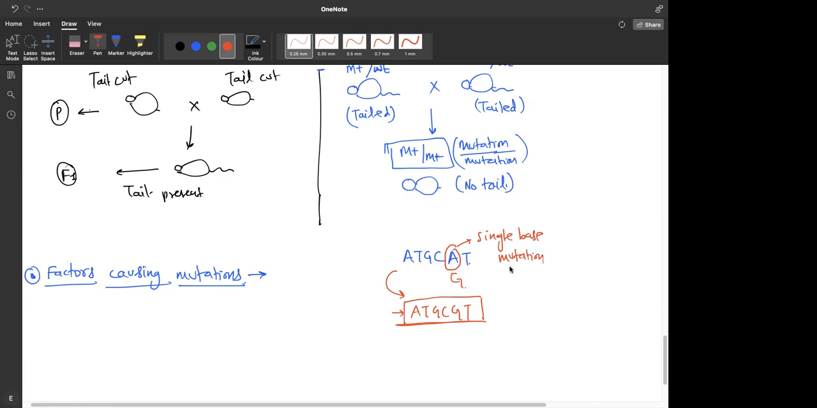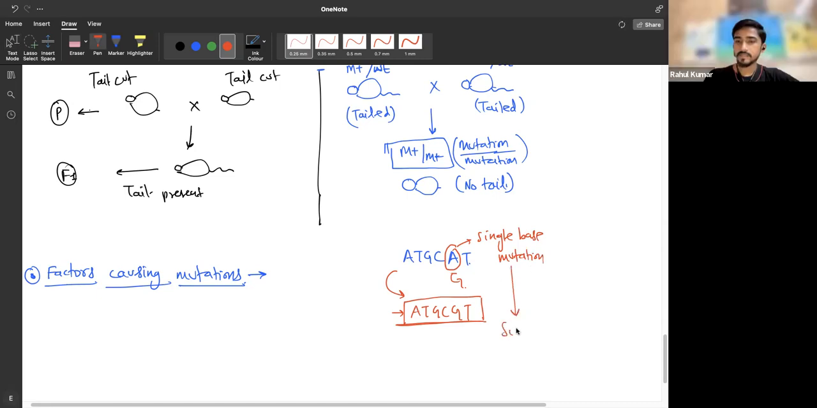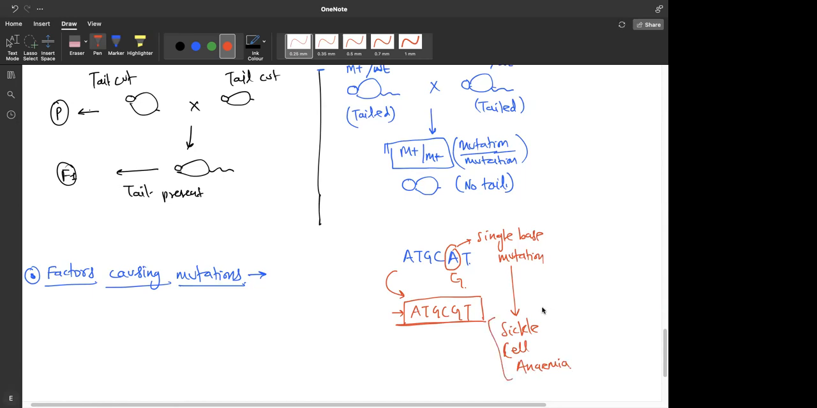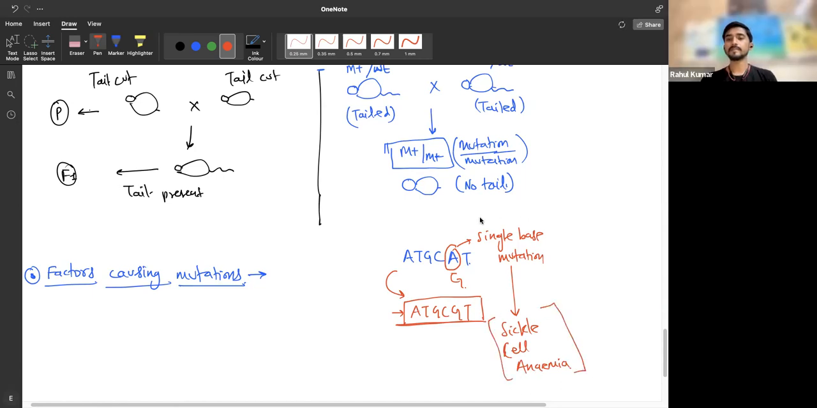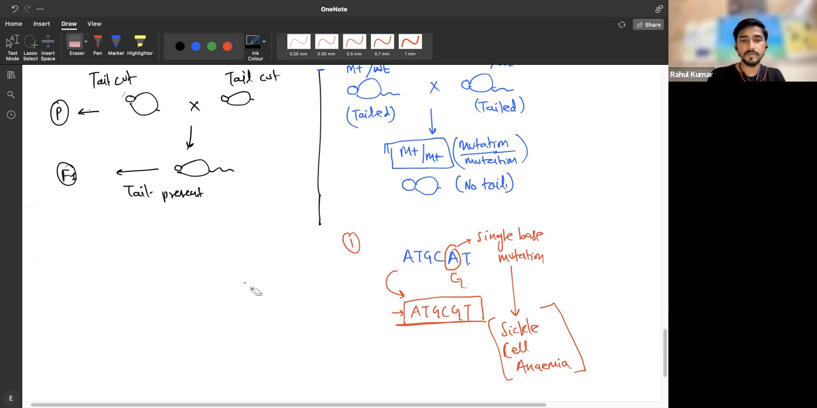Yes, sir. This happens in sickle cell anemia. Write down. You know sickle cell anemia? The shape of the RBC changes. That happens due to a single base mutation. This is the first type, single base mutation. Let's not do factors right now. So you understand single base mutation: when one single base is mutated or changed.